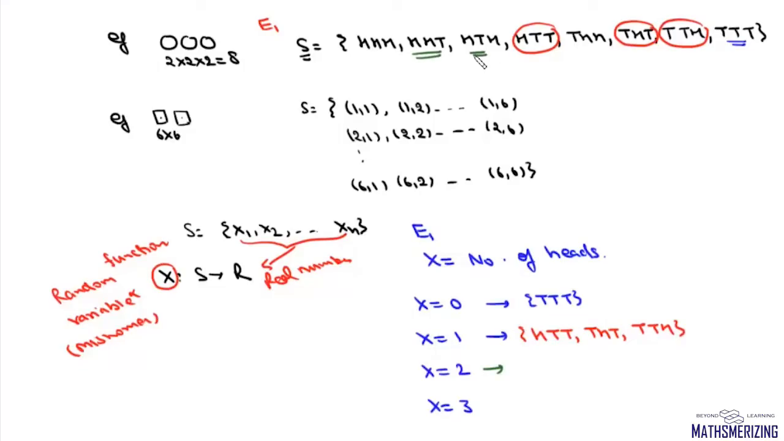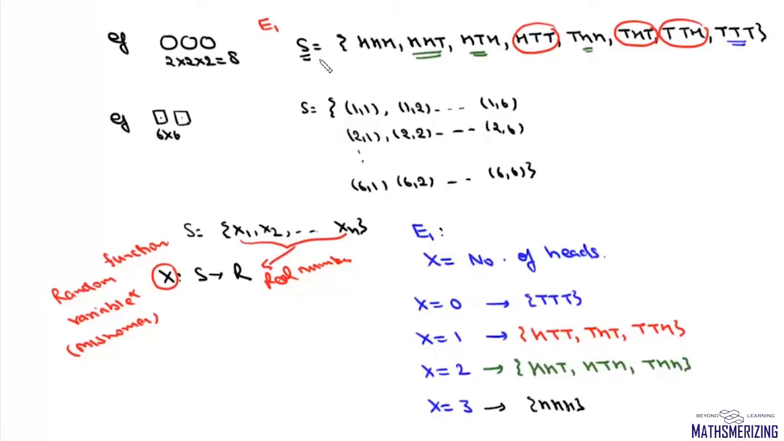Now when X equals 2, we'll have 2 heads. So again, it will correspond to 3 sample points. So this is HHT, HTH and THH. And finally we have X equals 3. X equals 3 means 3 heads. So all 3 heads is this case. This is H, H and H. So basically this function X has mapped sample points with some real numbers. And this is how we define a random variable.